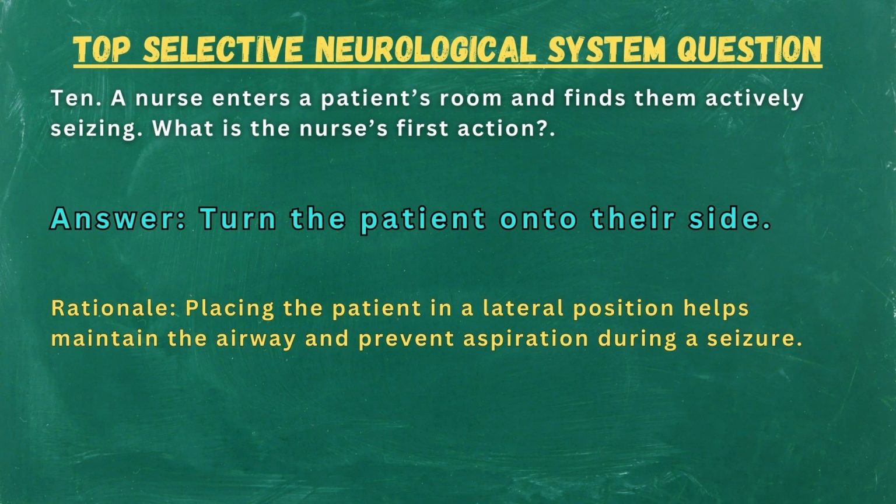10. A nurse enters a patient's room and finds them actively seizing. What is the nurse's first action? Answer: Turn the patient onto their side. Rationale: Placing the patient in a lateral position helps maintain the airway and prevent aspiration during seizure.